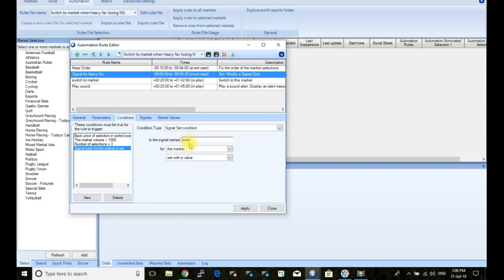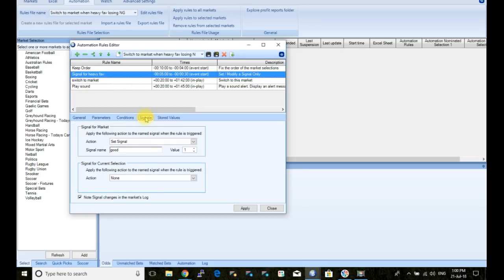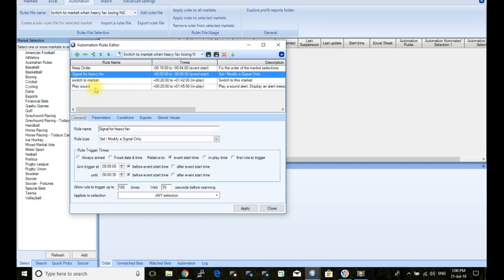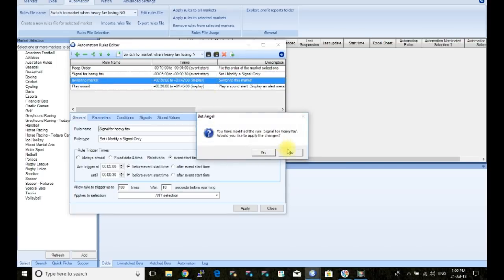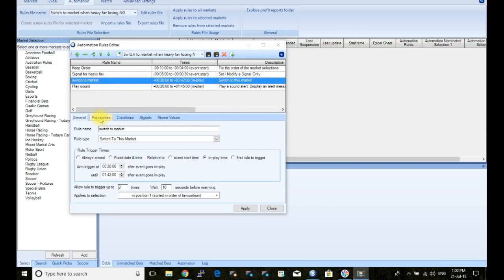We're going to click over to the signal of the heavy favourite now, and that's got to be set to good. Once that's set to good, then we have a match that's going to be constantly monitored by the BetAngel software. It's going to be constantly looking at the odds and seeing where, if the favourite drifts over odds of 8, this is going to look from 20 minutes to 1 hour 42.